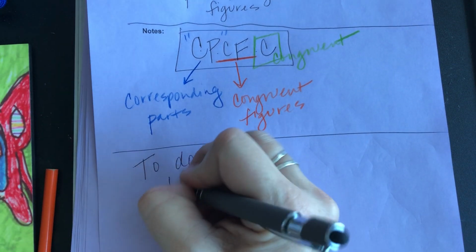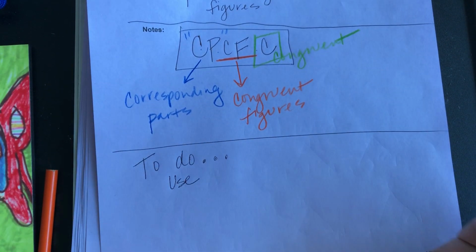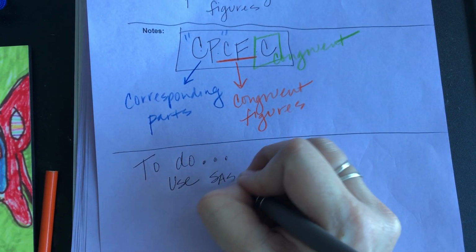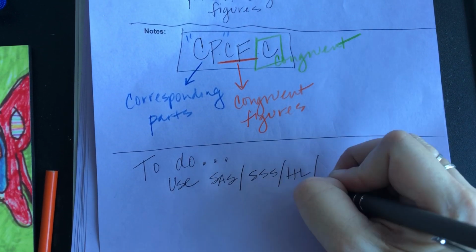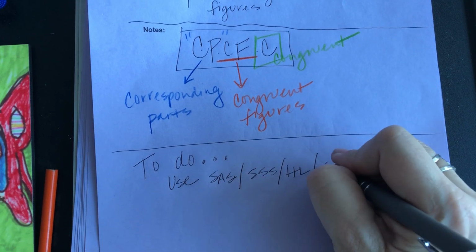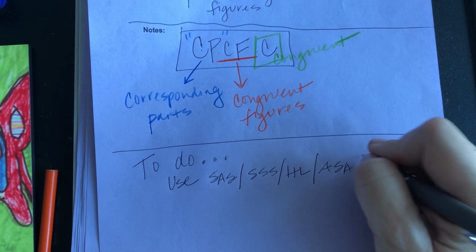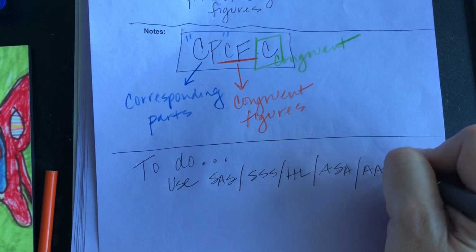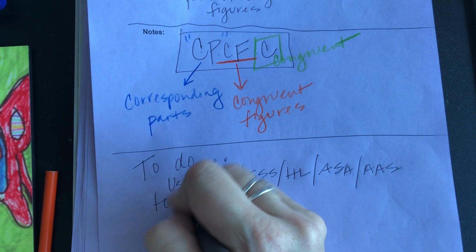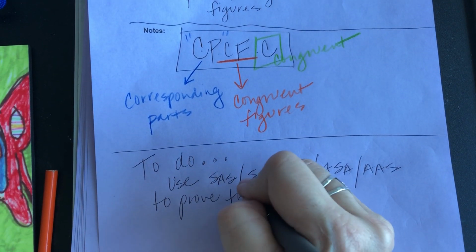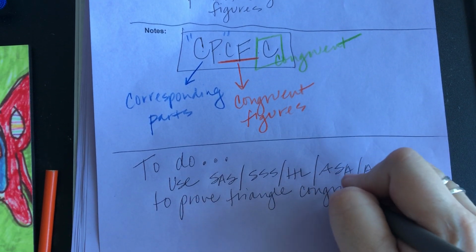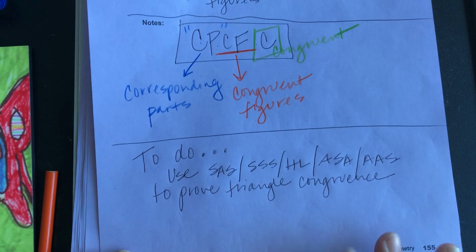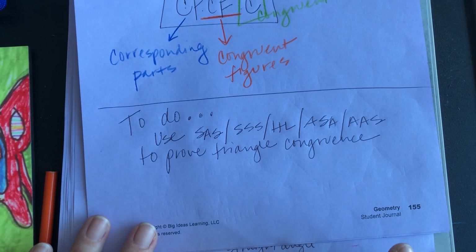So our job in this section is to use SAS, SSS, hypotenuse leg, HL, and then what did we put in there today? ASA and AAS to prove triangle congruence. So keep on keeping on with our proofs, matching up sides and trying to prove triangle congruence.